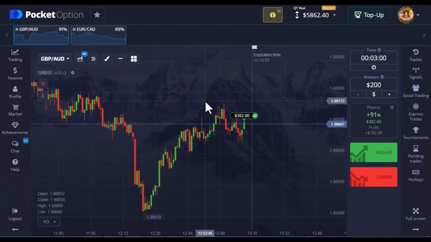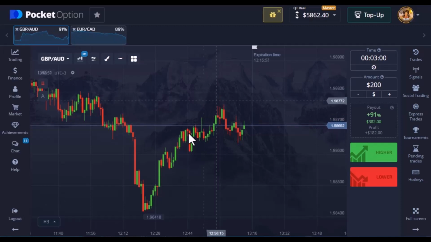And now guys, as you can see on your screen, our first currency pair for today gave us the result we wanted, gave us the profit.